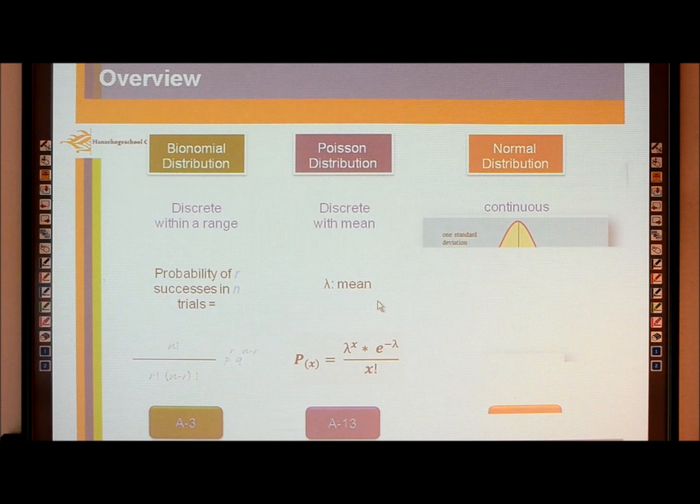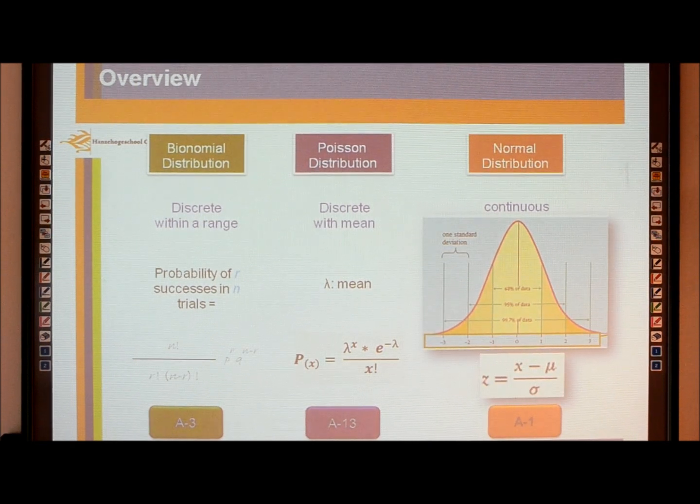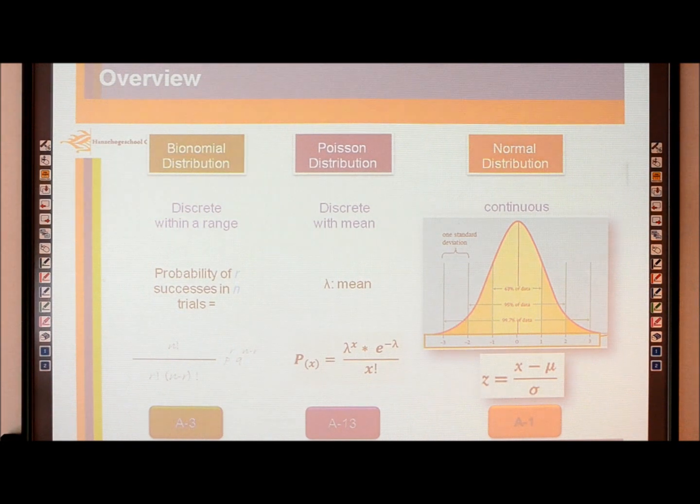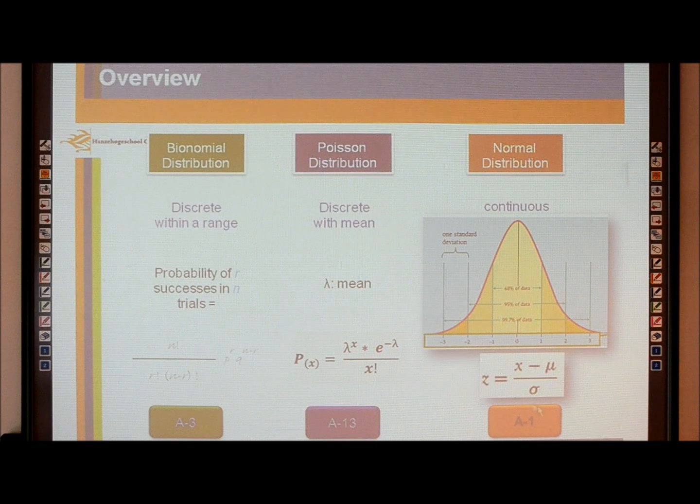The normal distribution is about bell-shaped curves. We use this equation to calculate the z-score, and from the z-score, we can calculate the probability. For these three distributions, for the binomial distribution we use table A3 in the book, and for the Poisson distribution we use table A13. For the normal distribution, we first check the z-score and use this z-score to check table A1 to get the probability.